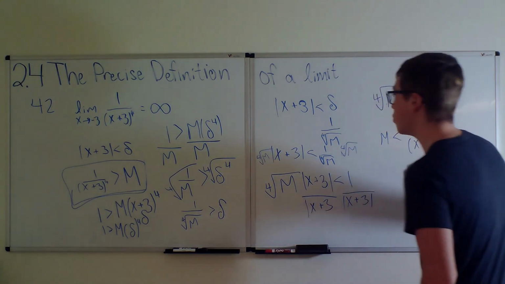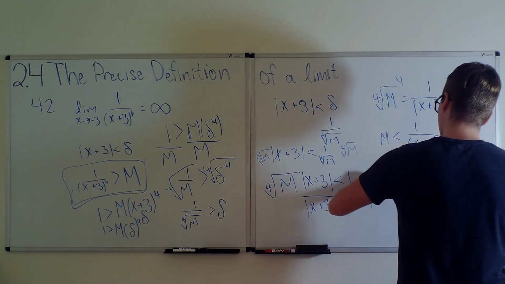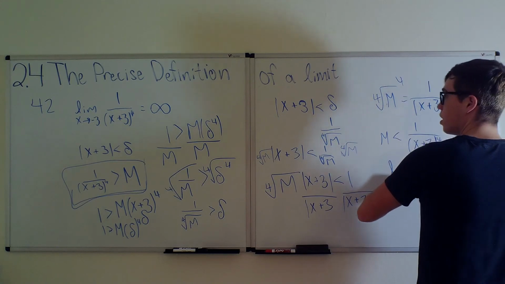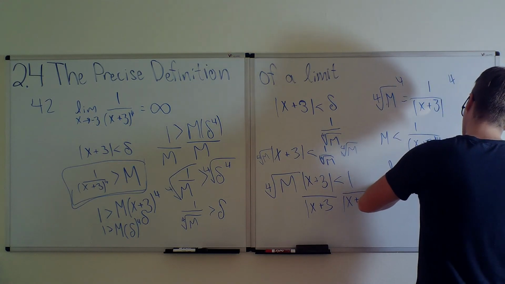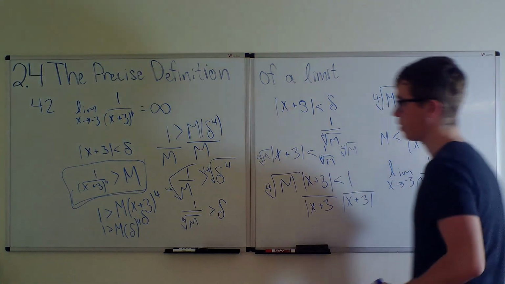So that proves that the limit as x approaches -3 of 1 over (x + 3)^4 is equal to infinity.